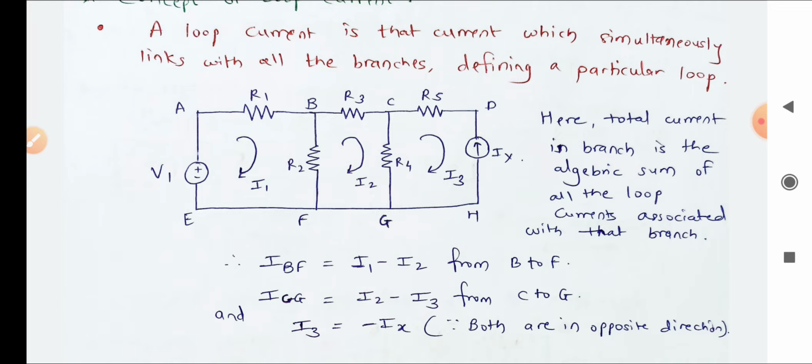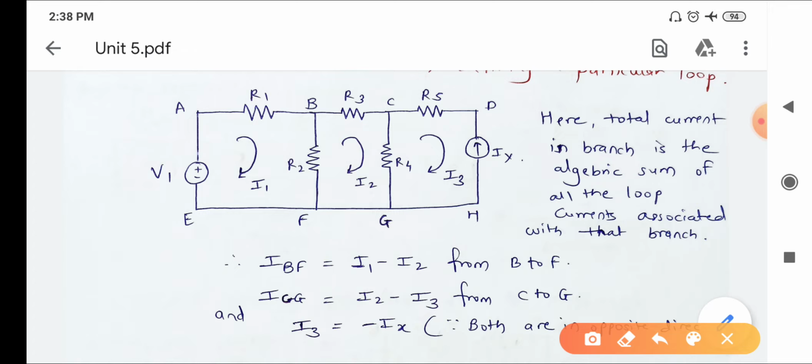Now for common branches, multiple loop currents are associated with them. See here in this network the common branches present are B, F and C, G. So for example, in branch BF, two currents are present, I1 and I2. Likewise, for branch CG, two currents are present, I2 and I3. Now, how to find the total current in that particular branch? Whenever the branch is common, the total current in that common branch is the algebraic sum of all the loop currents associated with that branch.